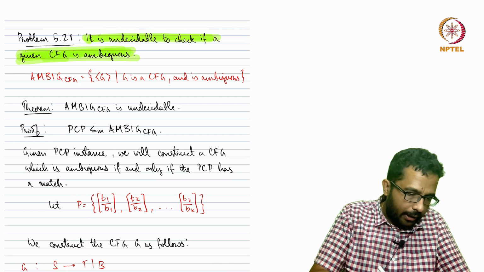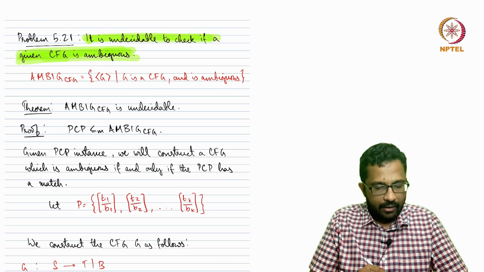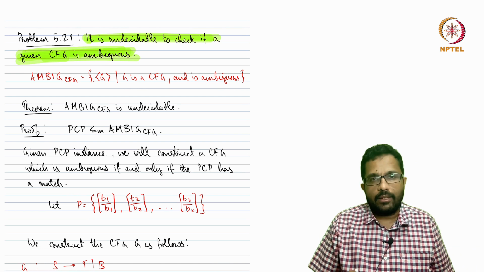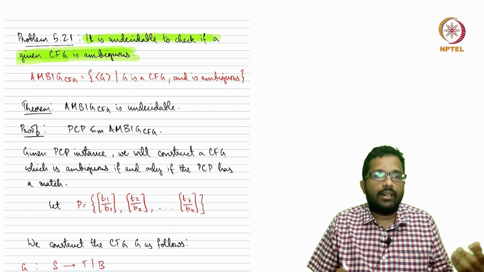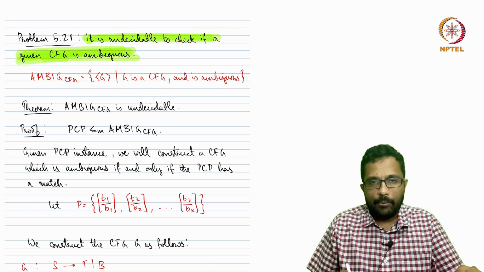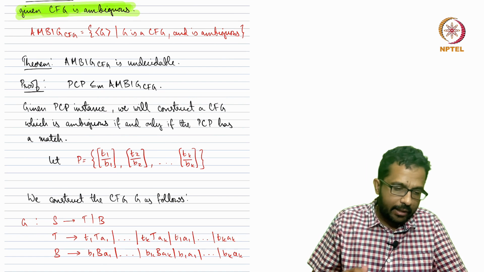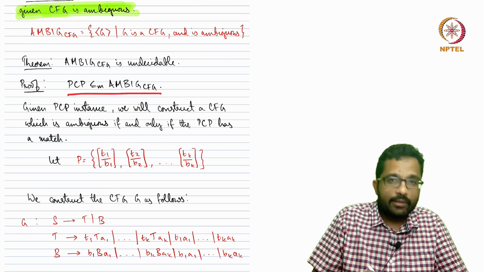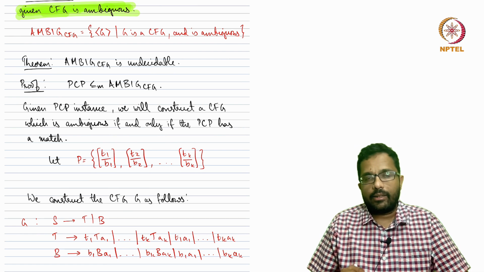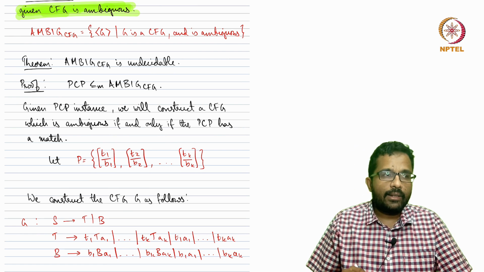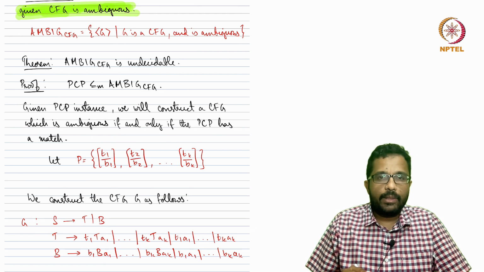So we can also write it as a language, AMBIG-CFG, the language of all the ambiguous CFGs. And this is an undecidable language, meaning given a grammar, it's undecidable to determine whether the grammar belongs to this class. The proof is by using a reduction from PCP. Given a PCP instance, we'll build a context-free grammar such that the context-free grammar is ambiguous if and only if the PCP instance has a match.